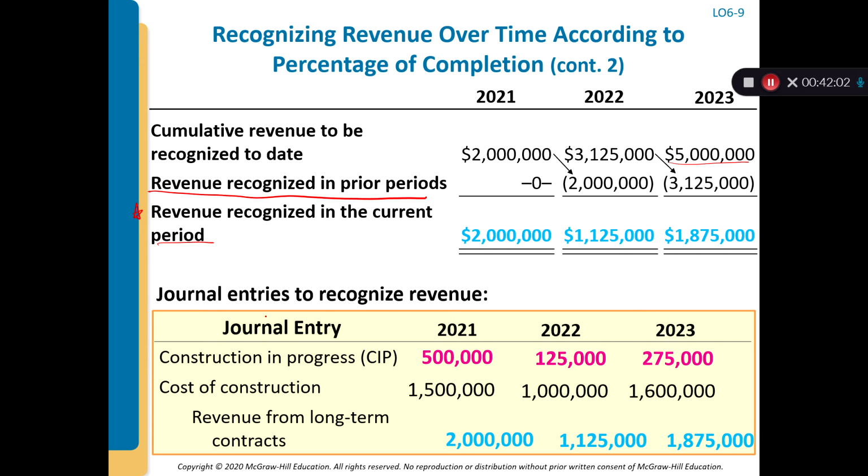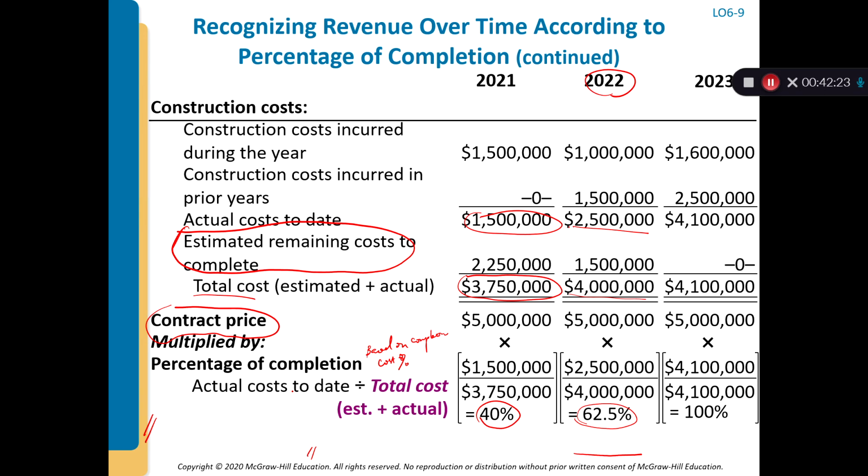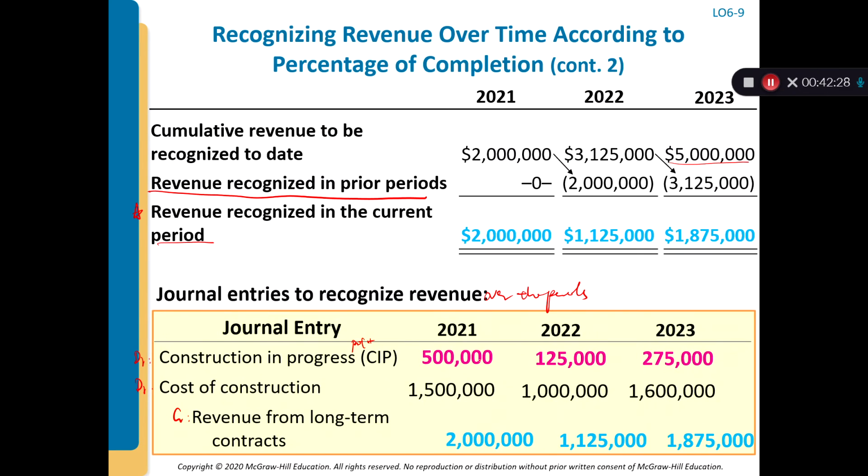So for the journal entry that you want to recognize over the periods, year by year, you debit CIP, but this only records the profits. First of all, write down the revenue from long-term contract recognition, which is 2 million, and the real cost of that period, which is 1.5 and 1.6. Then the difference will be the construction in progress, which records each period's profits. Okay.